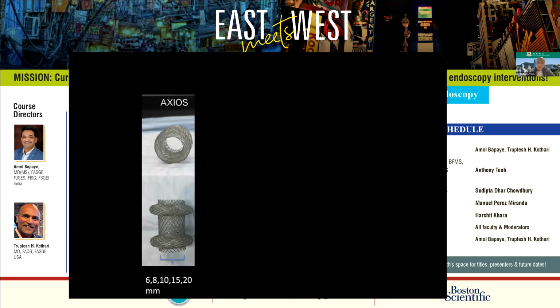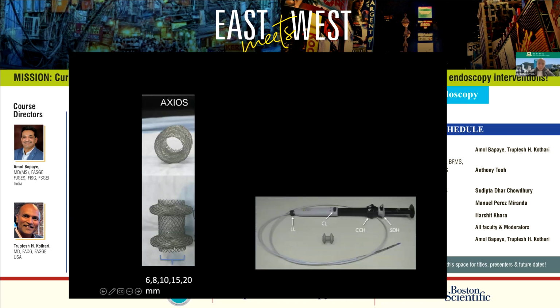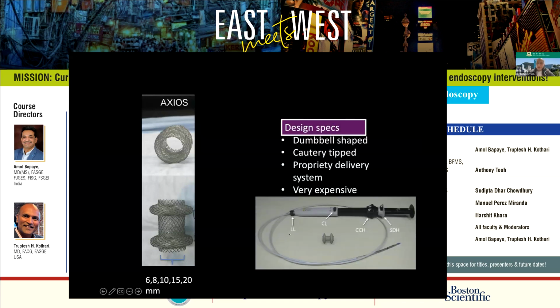For Axios, nowadays we have a lot of choices. It comes in 6, 8, 10, 15, and 20 millimeter diameters. It has a dedicated, endoscopically controlled delivery system. And we also have multiple lengths now: 8, 10, and 15 millimeters.